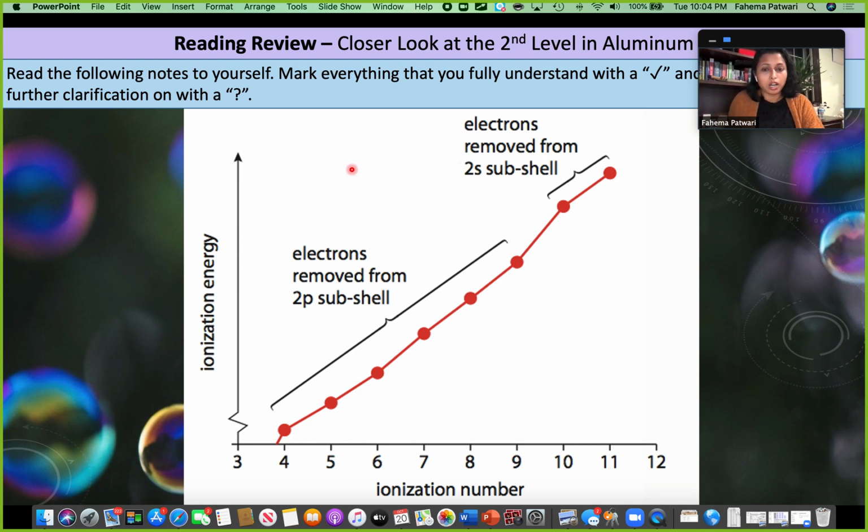And a closer look at the second level of aluminum. The second shell has 8 electrons, 6 of which are in 2p, and the last 2 are in 2s. So we know that 2s is lower in energy than 2p, meaning if something is starting from a lower point, you have to add more energy to get the electron to leave. If something is starting from a slightly higher level of energy, you don't have to add as much to get it to that convergence limit and remove it from the atom.